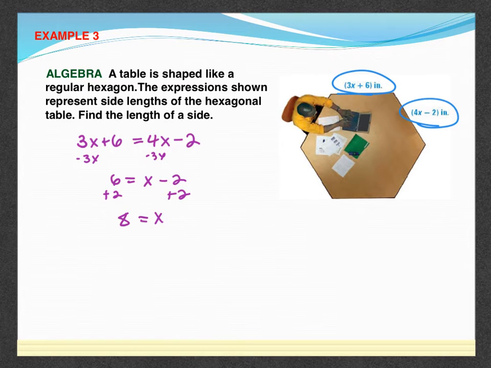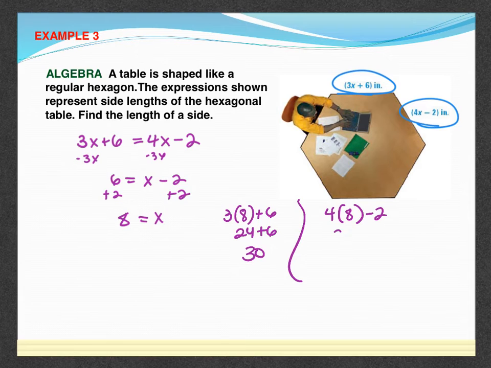It's asking for the side length. So I got to plug it in. Does it matter which one I plug it into? No, they should be the same. So 3 times 8 plus 6. 24 plus 6 is 30. I'd actually say if you had an extra minute on your test, check by plugging them both in. 32 minus 2, and that's 30. It confirms your answer. So the length of a side would be 30, and this time I gave you a measurement, inches.